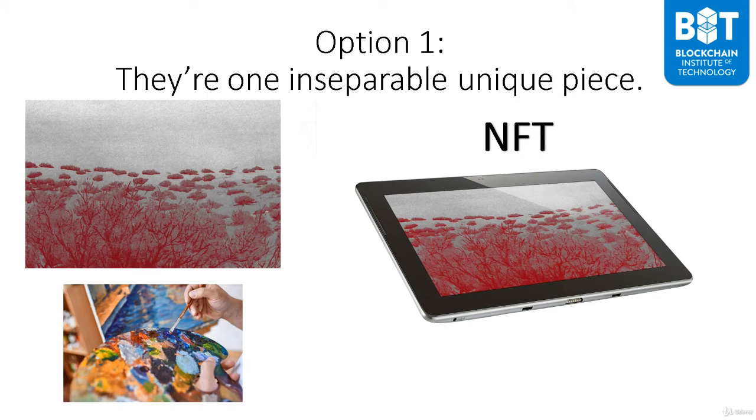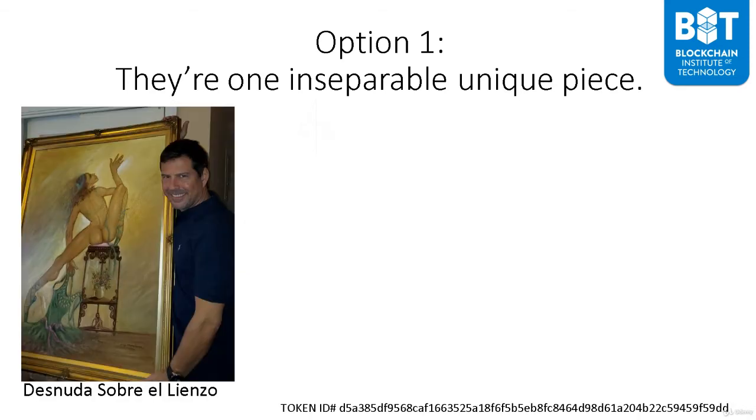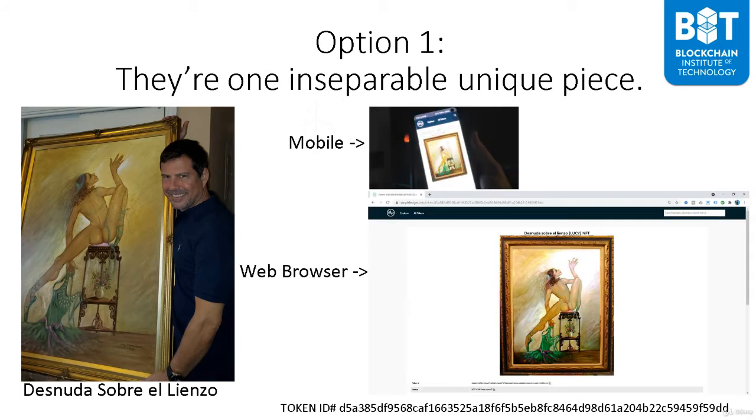They're one and inseparable. It's one unique piece which corresponds with the physical painting and the NFT that matches it. This is the case of Desnuda sobre el lienzo, which is a painting by one of my favorite artists, Lucy Enriquez, and it's a physical painting. Here I am with the painting, but I happen to own the NFT corresponding to that painting. That is, I have the NFT for that original painting, and it's recorded on the Bitcoin Cash blockchain. That non-fungible token was transferred to me, and I am the owner both of the physical painting and the digital token corresponding to that painting. They're one inseparable, unique piece.